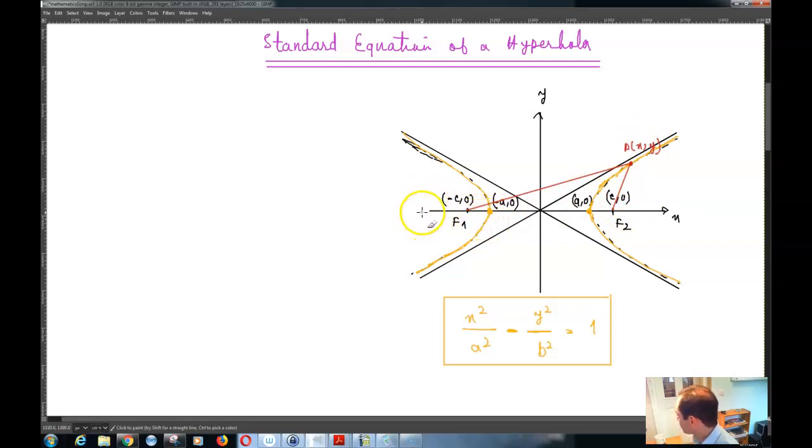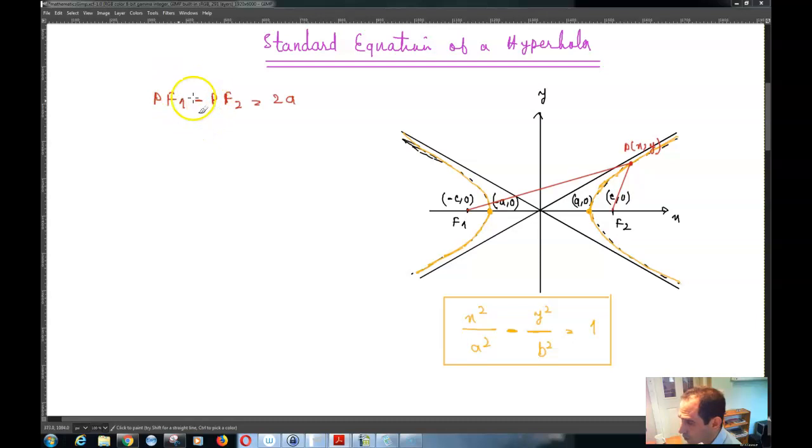and we already showed that PF1 minus PF2 was equal to 2a. And so if that is the case, then using some simple algebra we can show that the equation of this parabola is equal to this expression or this equation over here.